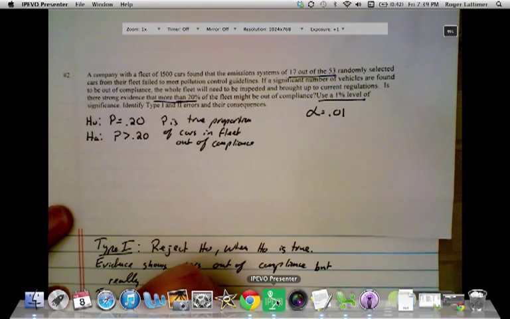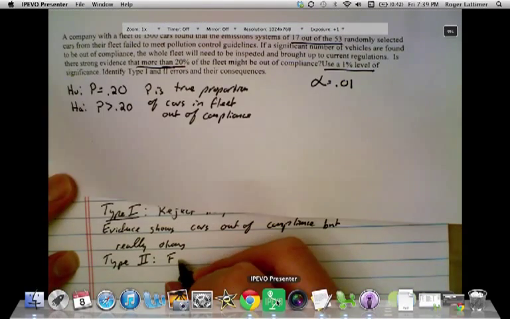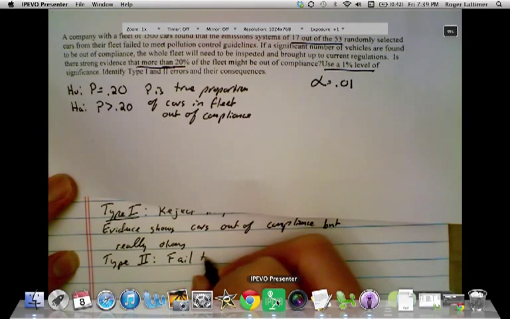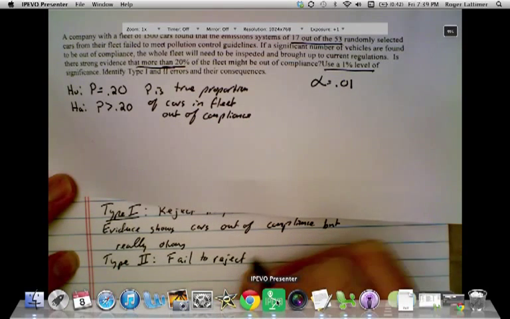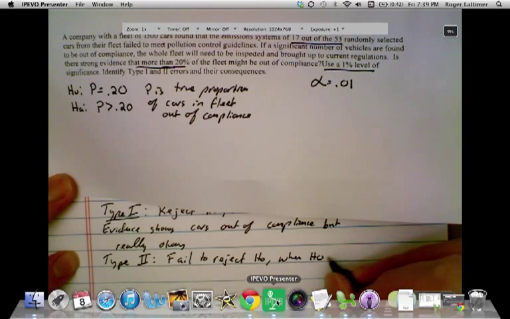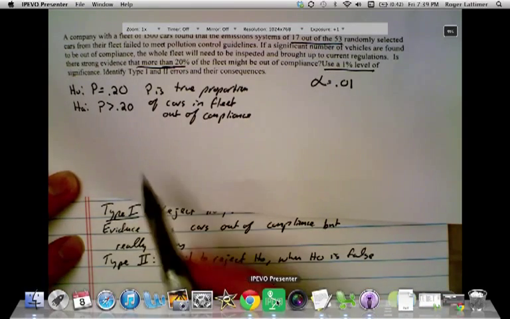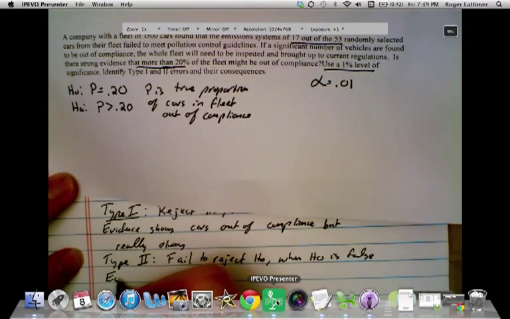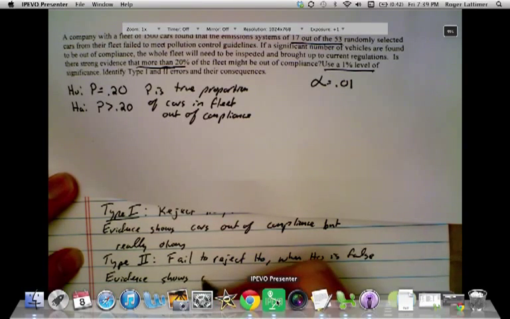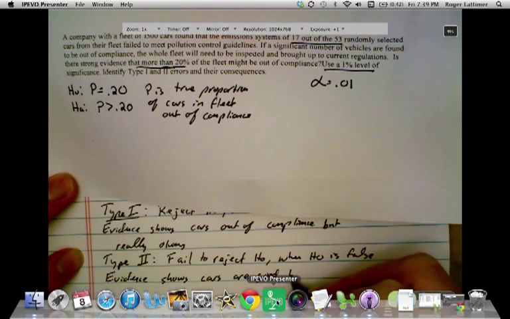Where type 2 is where we fail to reject the null hypothesis when H0 is false. All right. So in that case, I would show evidence that the cars are good, but they're really out of compliance.